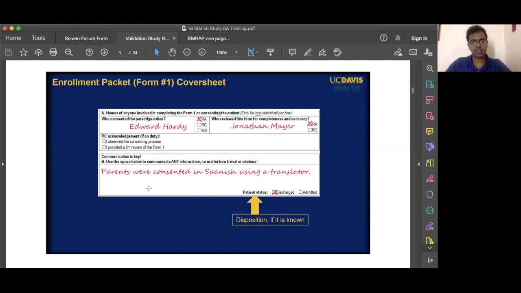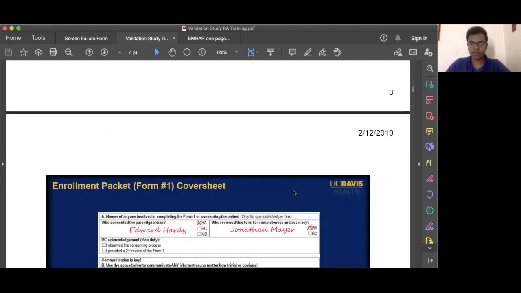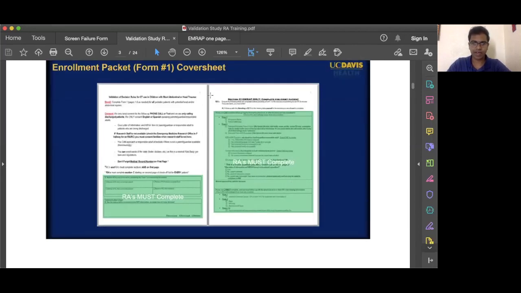So if you used a translator, you would just put, as it says right here, parents were consented in Spanish using a translator. Or if there's no RC on duty, you could also put that there is no RC on duty down here. You could also report the patient status is unknown. But if the patient status is known, then you'd want to check whether they were discharged or admitted down here. So we're going to look at page 2, or the back of the cover sheet, and that's this portion.